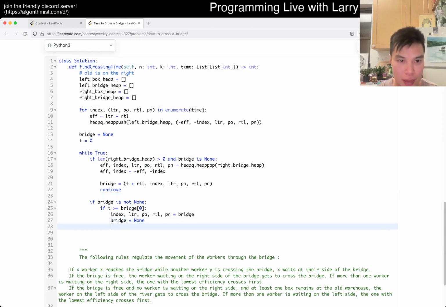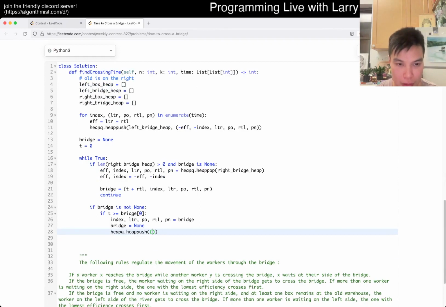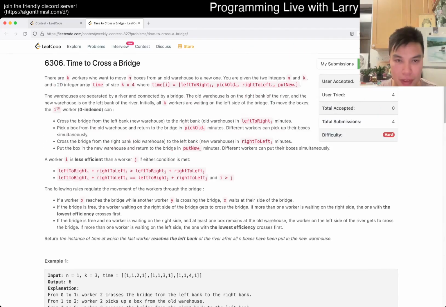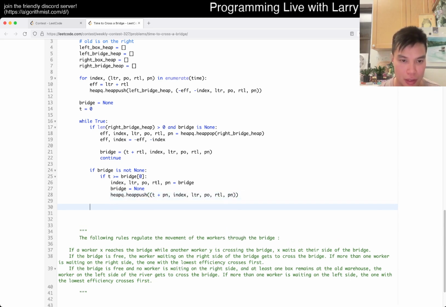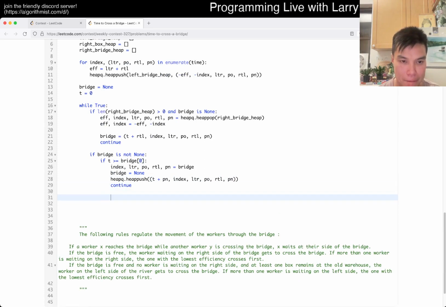But now we can put it in the left box, right? So it's not available until the current time plus put down. What's pn again? I don't know these variables. Put new. I'll put it into the new. Okay, fine. Index. So this will be based on the time. Okay. And then we continue. Otherwise, nothing happens. And this is still dealing with the bridge for now.